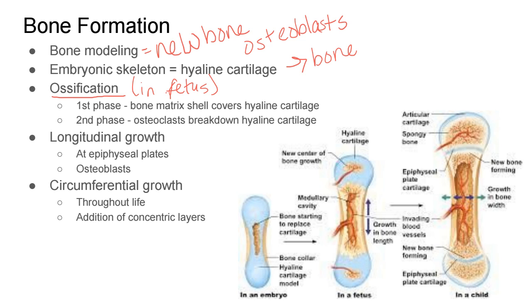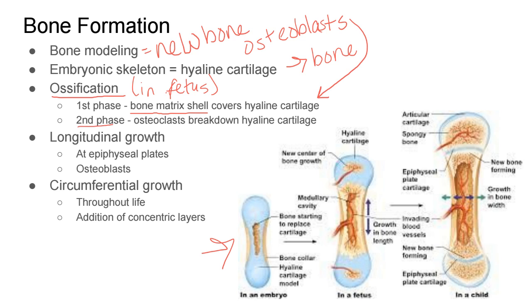In the first phase, we lay down a bony matrix. We lay down a shell. Right? You can see that happening down here at the bottom. You're laying down that outside bony matrix shell, and it's going to cover the hyaline cartilage. And these osteoblasts are who's going to lay that down.